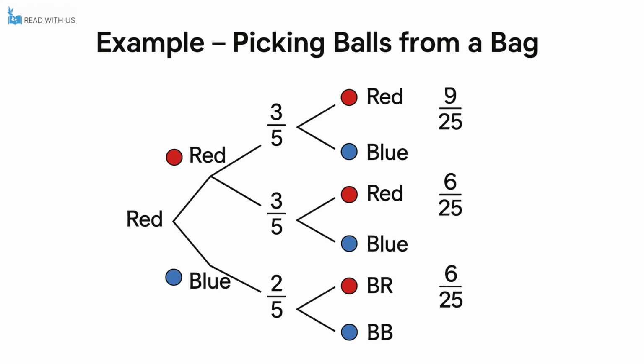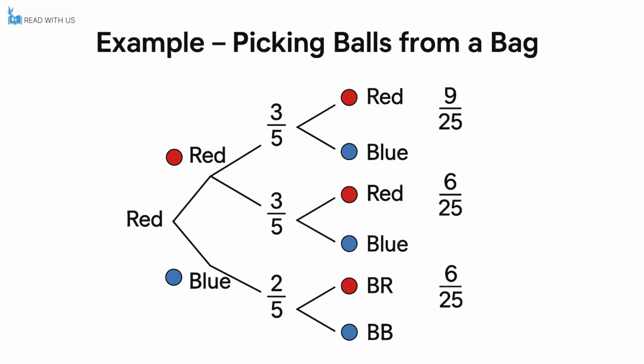Suppose a bag has 3 red balls and 2 blue balls. We pick one ball, record its color, and then replace it. The probability of picking red is 3/5 and blue is 2/5. If we do it twice, P(R then R) is 3/5 × 3/5, or 9/25. P(R then B) is 3/5 × 2/5, or 6/25, and so on. The tree diagram shows all these outcomes clearly.